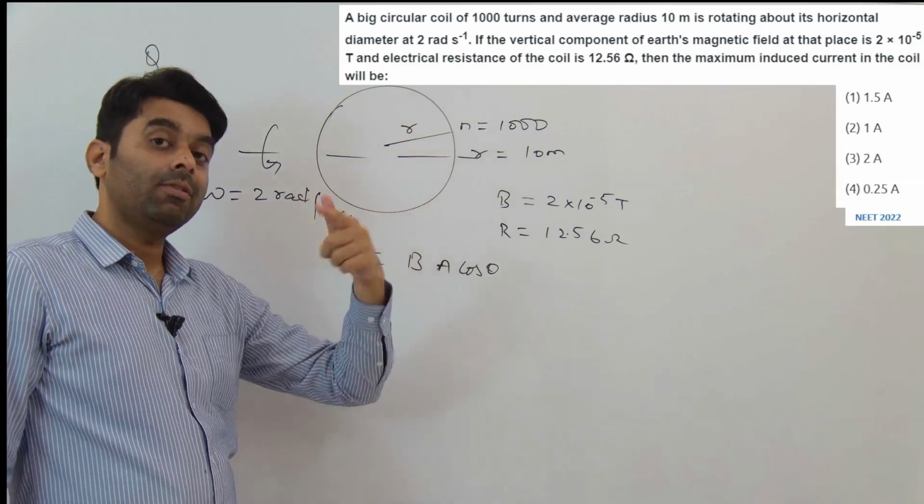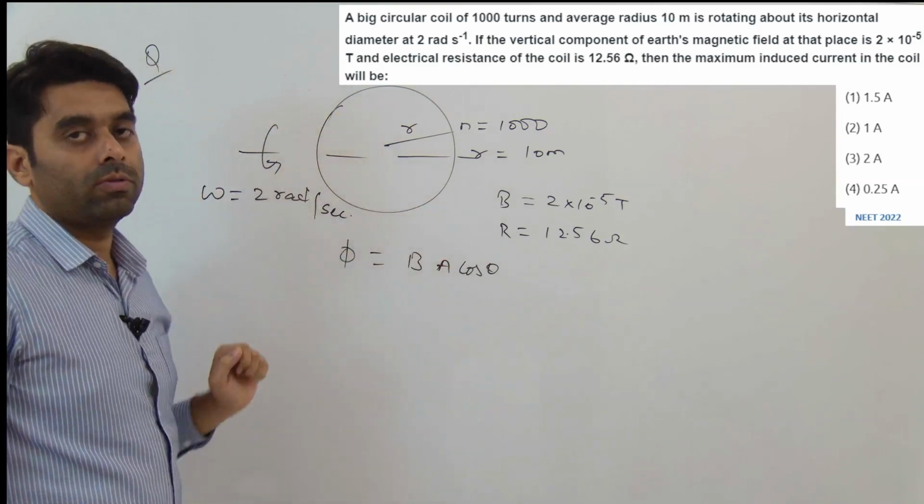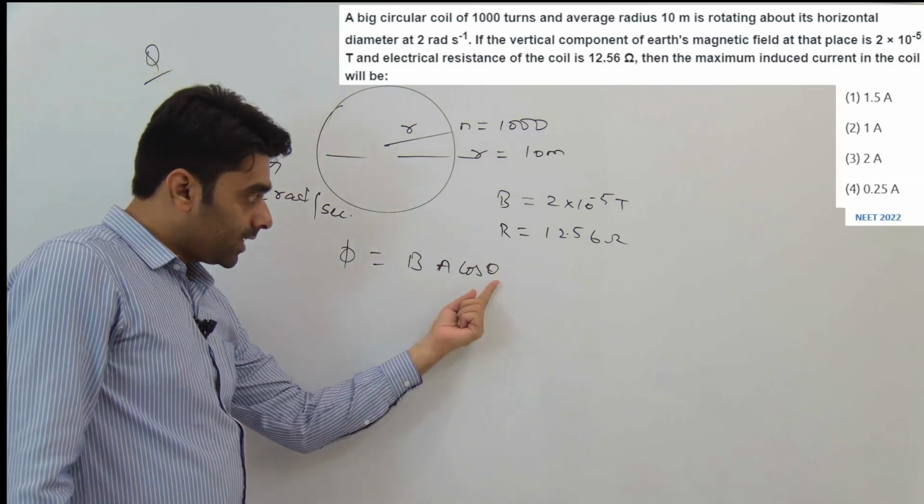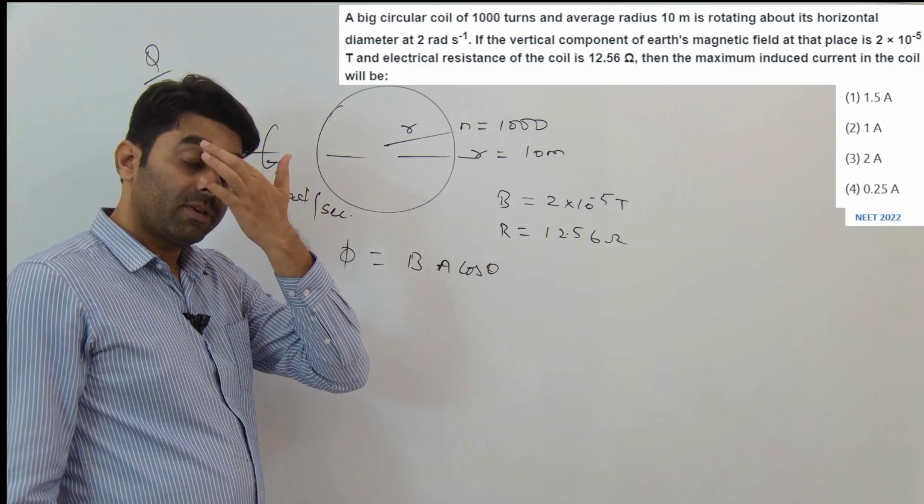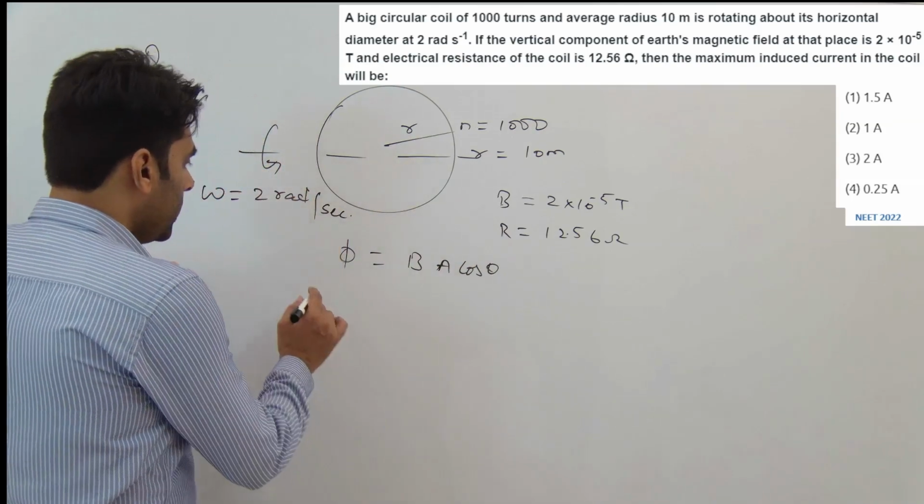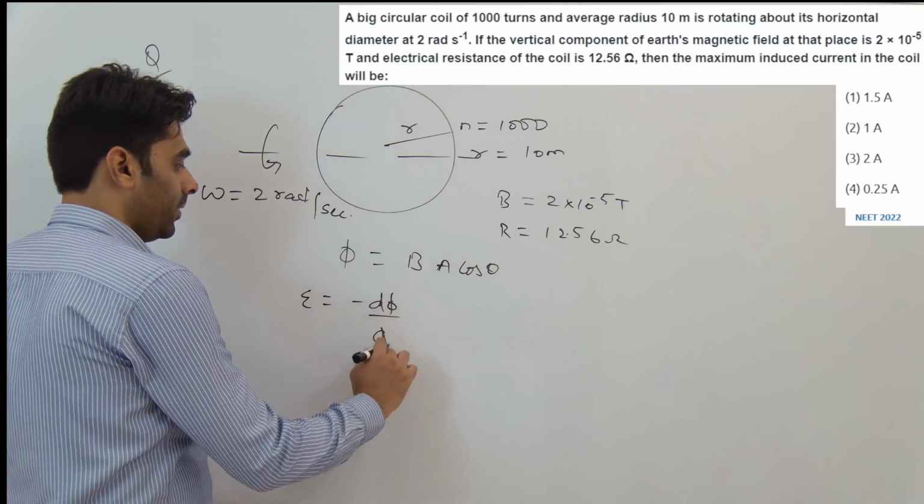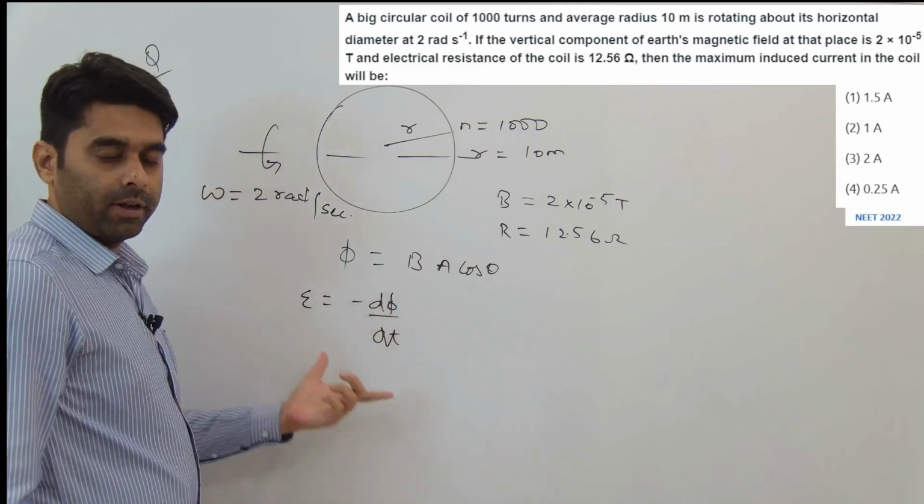So this θ will continuously change because of the rotation of the circular loop, right? And therefore, due to this change in θ, an EMF will be continuously induced. So let us see. The induced EMF, E, is minus dΦ/dt. EMF is minus dΦ/dt, Faraday's law.